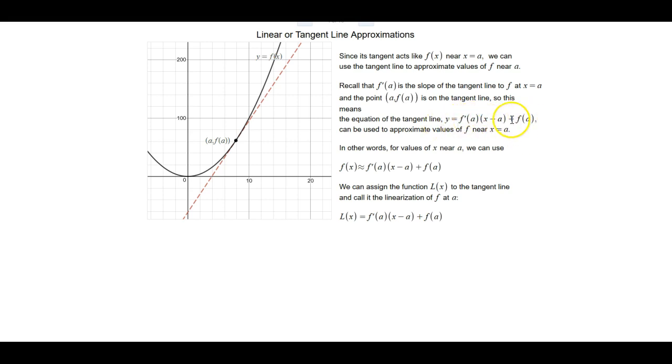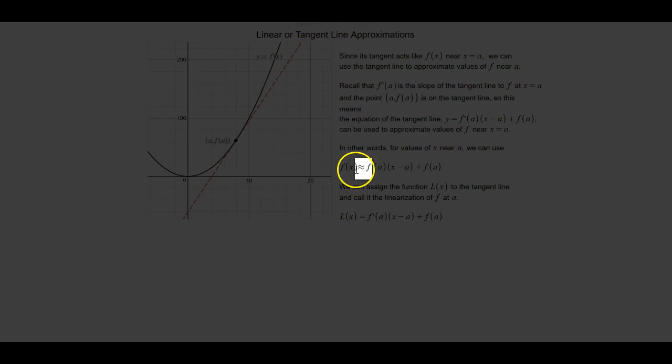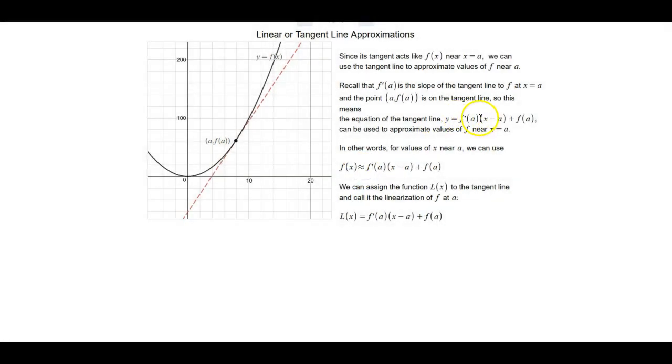We're going to use this tangent line to approximate function values of f. So for values of x near a, f of x is approximately equal to values returned from the tangent line function, which is this side of the approximate equation. The tangent line is also referred to as L of x. It's just the tangent line of f at x equals a, but it's also called the linearization of f at a.